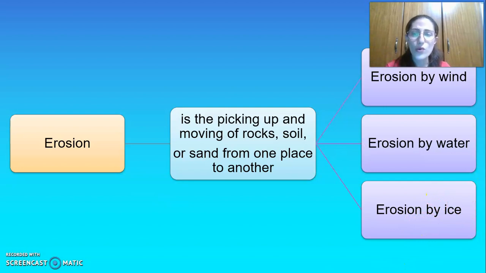Now, how are erosion and weathering different? Well, both of them are slow changes. This is how they are the same. But how are they different? Erosion is the picking up and moving of rocks, soil, or sand from one place to another, whereas weathering is the process that breaks the rocks into smaller pieces. Clear? So erosion is picking up from one place to another, whereas weathering is breaking down the rocks into smaller pieces.